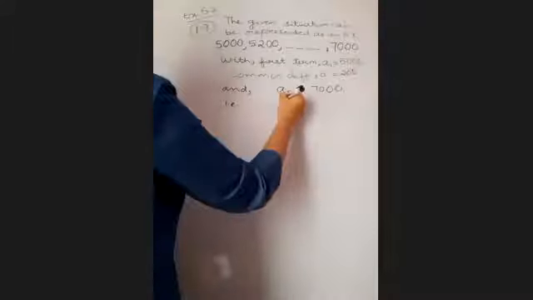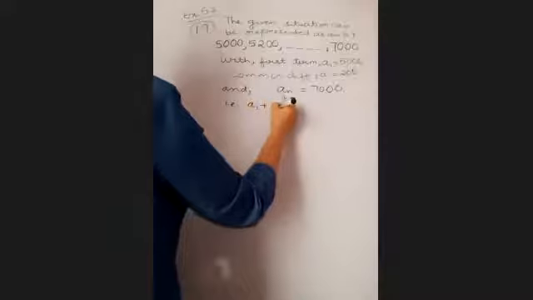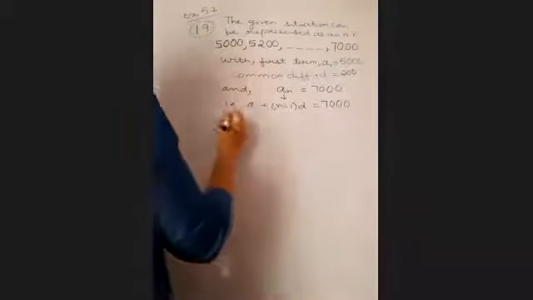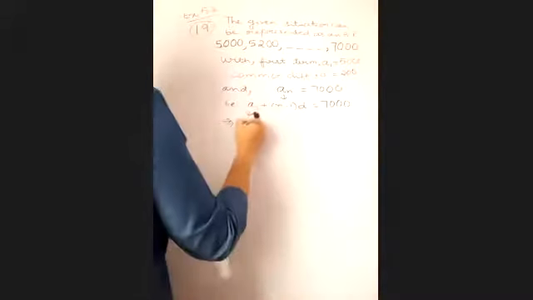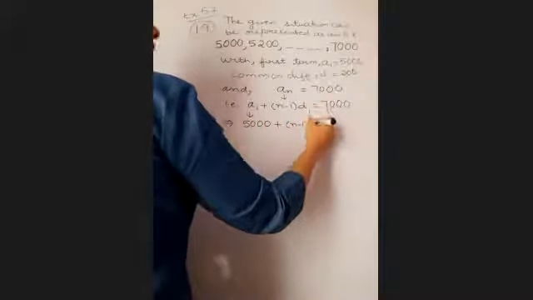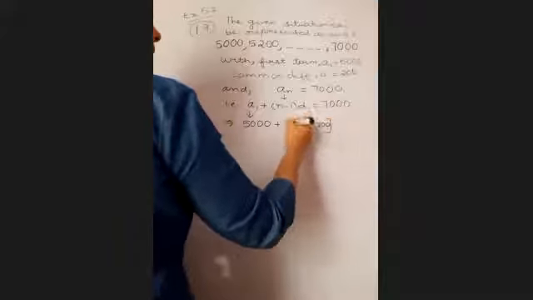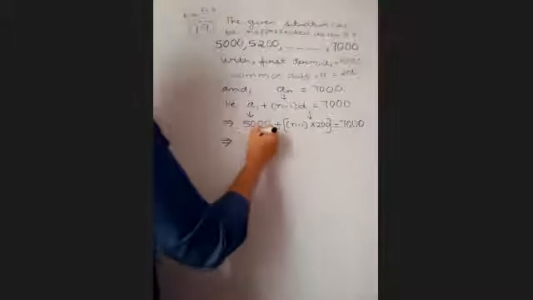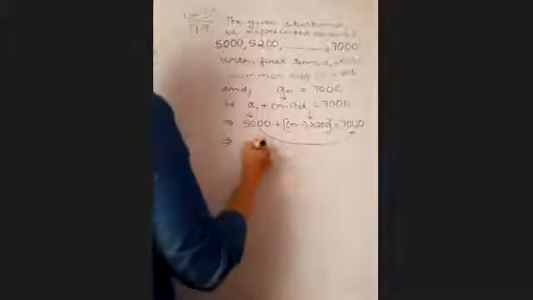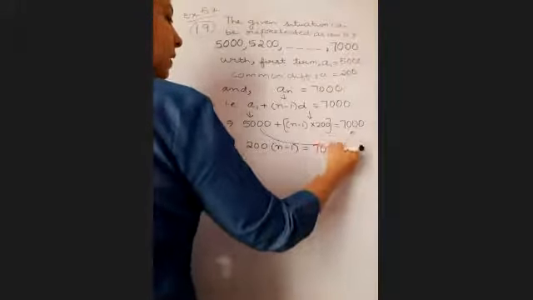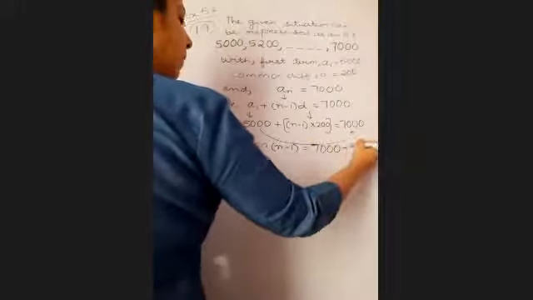Now, what is the formula of AN? A1 plus N minus 1 into D. This is 7,000. Let us put the values of A1, which is 5,000, plus N minus 1, here D is 200, and this should be equal to 7,000. Right? Let us solve it. Let us take 5,000 to that side. So we have 200 into N minus 1 equals 7,000 minus 5,000.